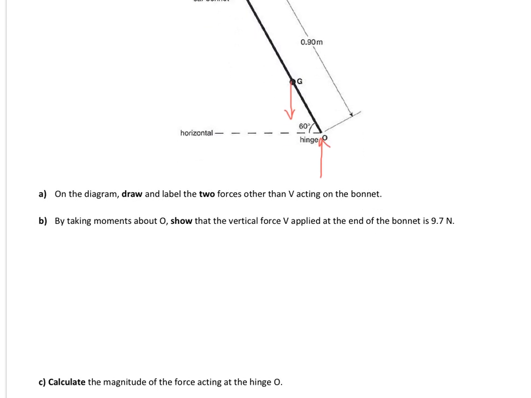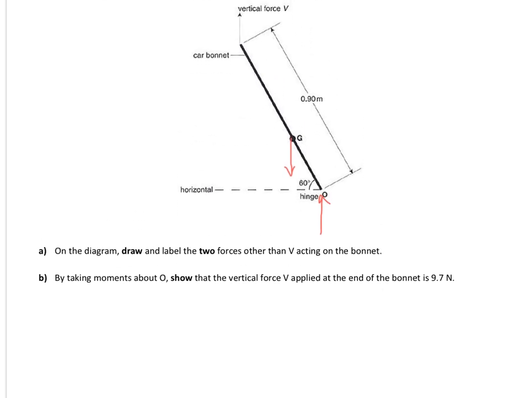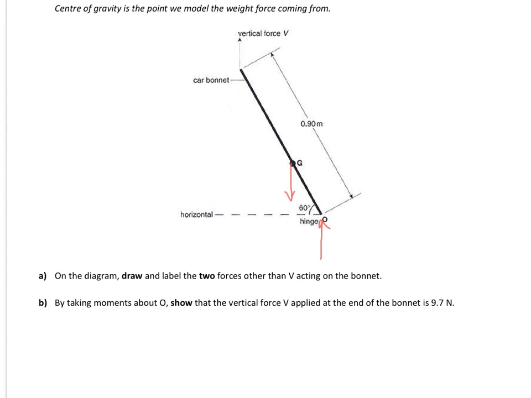Okay, so it wants us to take moments about O and show that the vertical force V is 9.7. So the tricky part of this question is finding out the perpendicular distances. So it's a bit rough, but let's sketch some triangles on here. So essentially, to get the distance perpendicular, these forces are acting vertically, so the perpendicular distances are going to be horizontal. So essentially we want this distance and we want that distance in there.